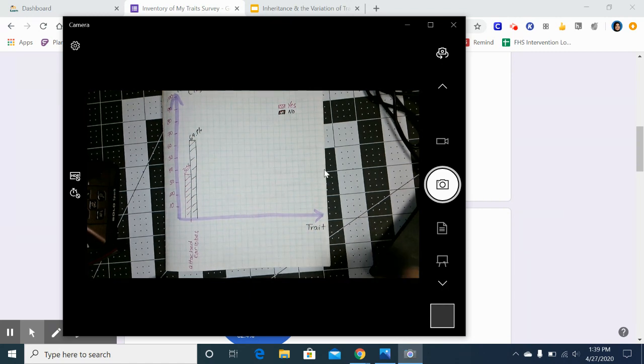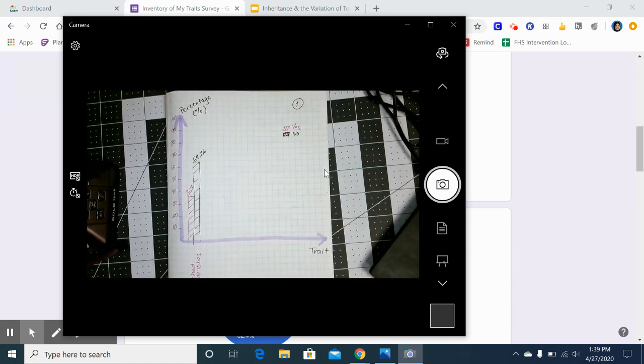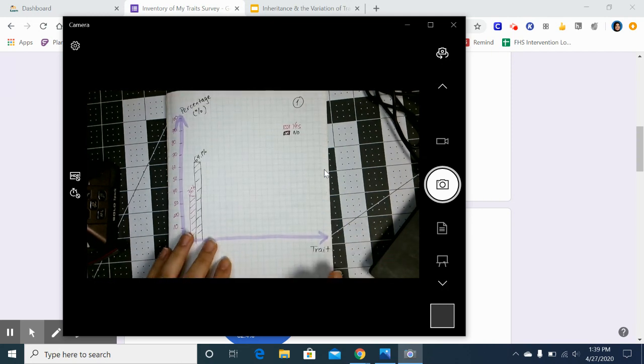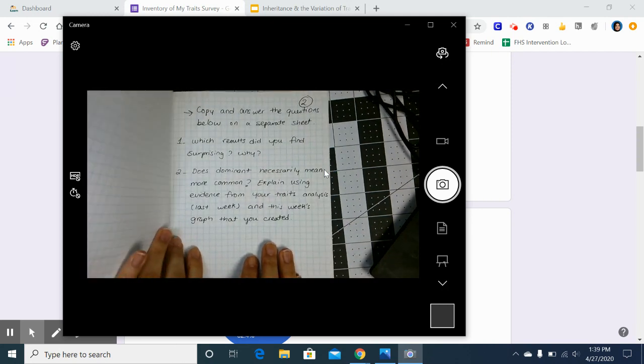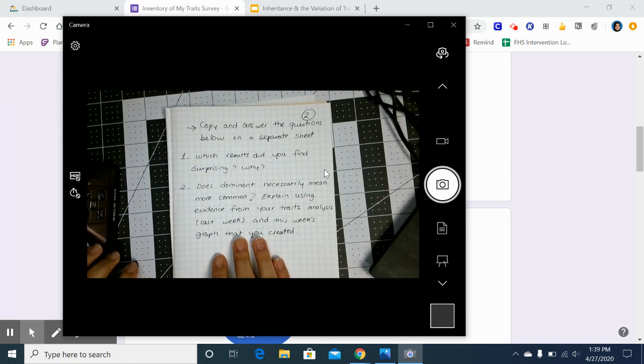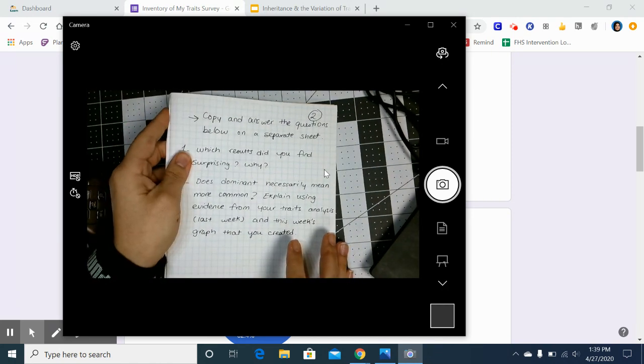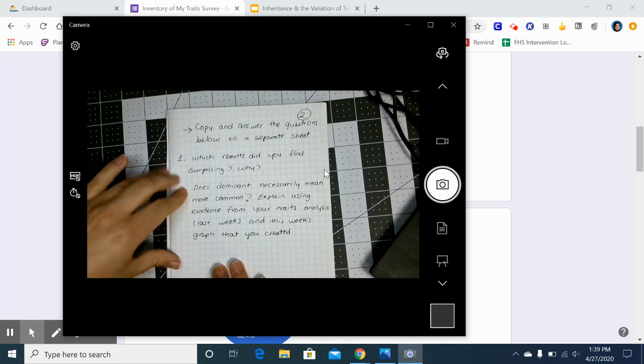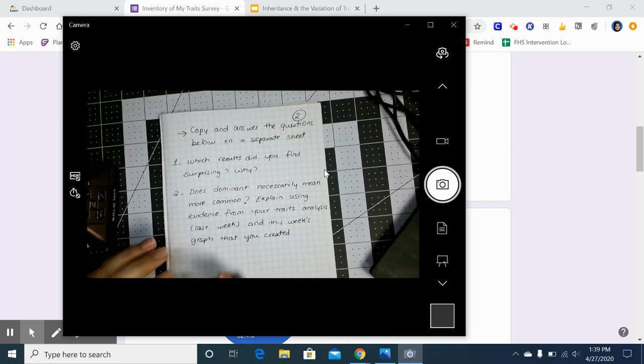And then after you do so, this would be your first part of the assignment. After you come up with your graph, I want you to go ahead and copy and answer the questions below. So you're going to do these on your own sheets, separate sheets. I want to see both of them handwritten. So you'll copy and answer questions below on a separate sheet. The first question says, which results did you find surprising and why?